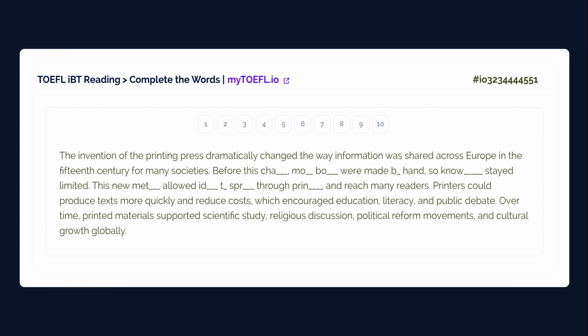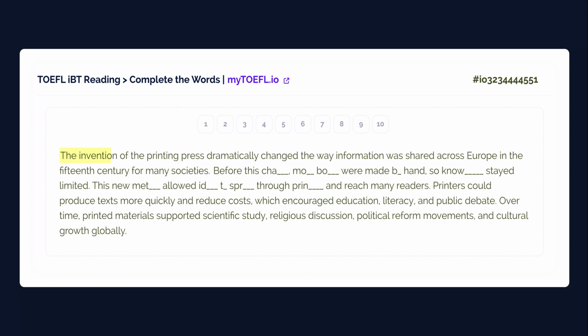Before we dive into the missing letters, let's look at the very first sentence. This sentence is completely intact and serves as our foundation. It introduces the main topic and sets the direction for the entire paragraph. Listen carefully for clues about the time period and the central subject being discussed.